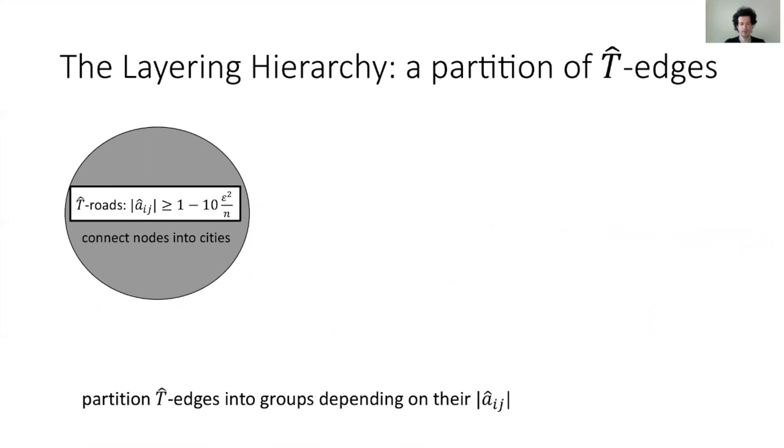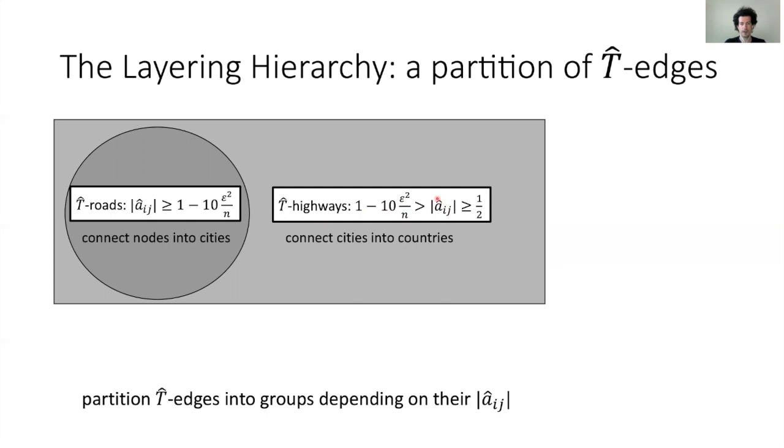If T hat is the tree underlying the model output by the Chai-Liu algorithm, we partition the edges of T hat according to their corresponding absolute estimated covariance. A T hat edge with an estimated absolute covariance that is very close to 1 is going to be called a T hat road. The connected components of T hat defined by T hat roads are going to be called cities. The next layer of T hat edges we define are those whose absolute estimated covariance lies between this threshold and 1/2. These edges are called T hat highways, and they connect cities into countries.